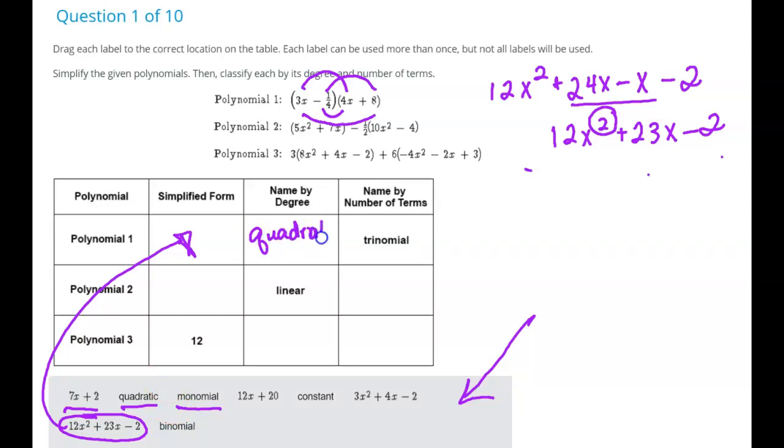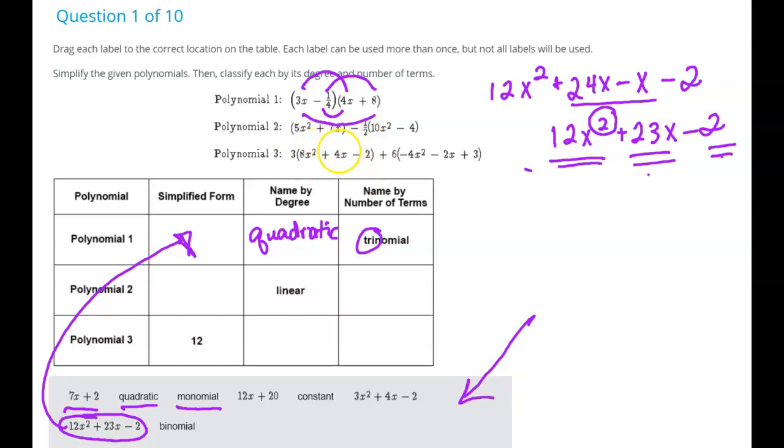Quadratic. All right, and it says name by the number of terms. Well, you notice there's 1 term, 2 terms, 3 terms. That's why it's considered a trinomial. Do the same thing for polynomial number 2 and number 3.